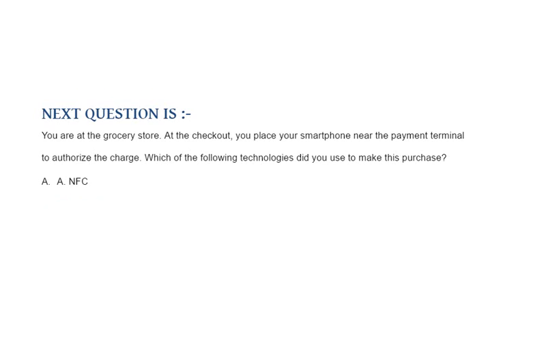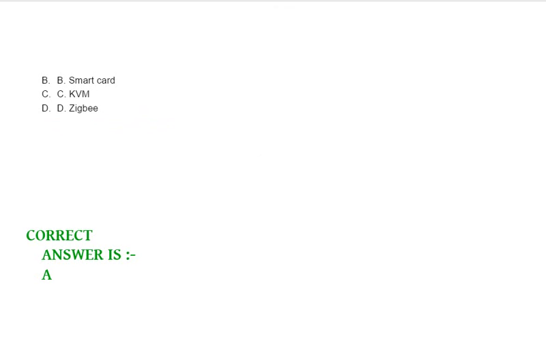Next question is you are at the grocery store. At the checkout, you place your smartphone near the payment terminal to authorize the charge. Which of the following technologies did you use to make this purchase? Option A, NFC. Option B, smart card. Option C, KVM. Option D, Zigbee. Correct answer is option A.